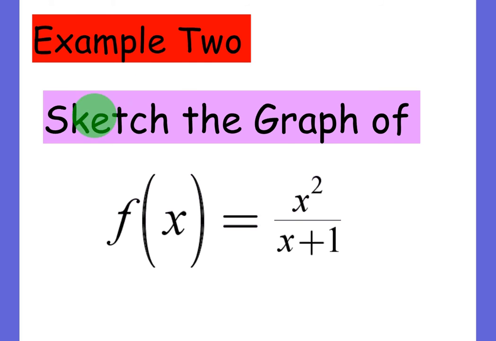Let's take a look, for example 2, at a rational function. This one's going to have asymptotes. I want to sketch the graph of this function. We're going to use the same steps we did before when sketching a graph.